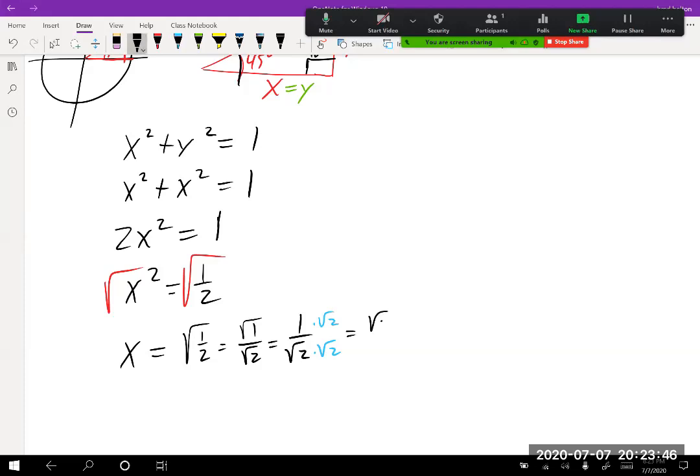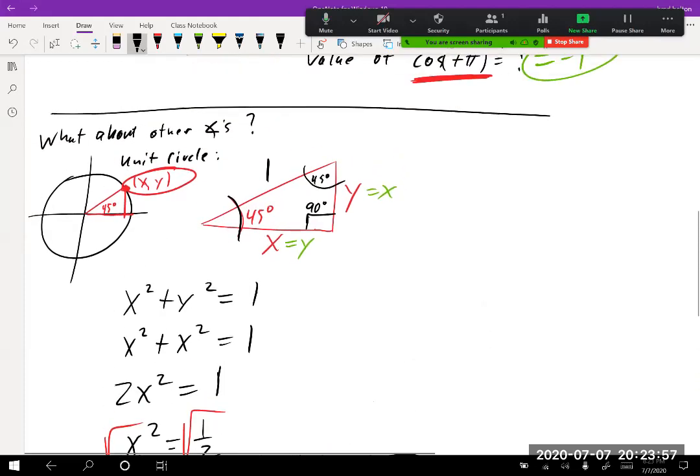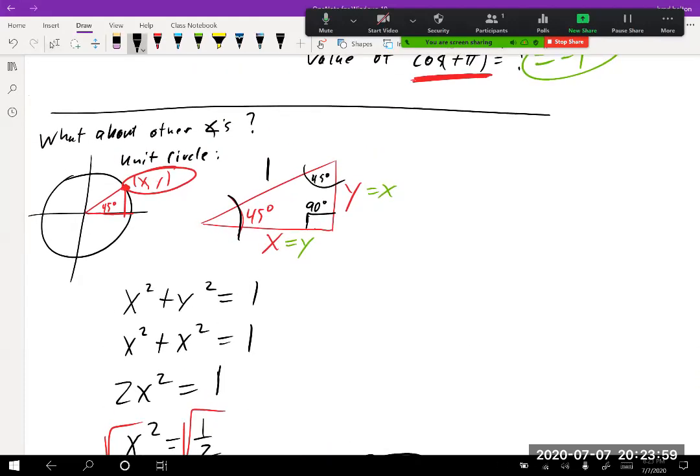So this becomes square root of 2 over 2. Okay. Now, remember, I told you that x and y are the same. So then that means that y is also square root 2 over 2. So we now have right here, my coordinates would now be square root 2 over 2, comma, square root 2 over 2.